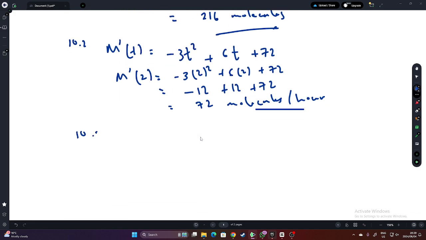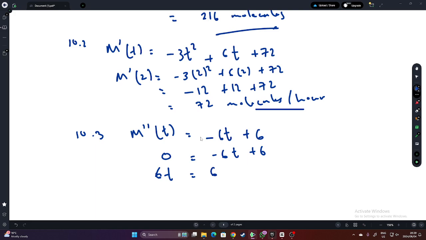So 10.3: m double prime of t is equal to minus 6t plus 6. We set this equal to 0 and solve for t. Therefore, t is equal to 1 hour. And that is how we deal with the section rate of change.